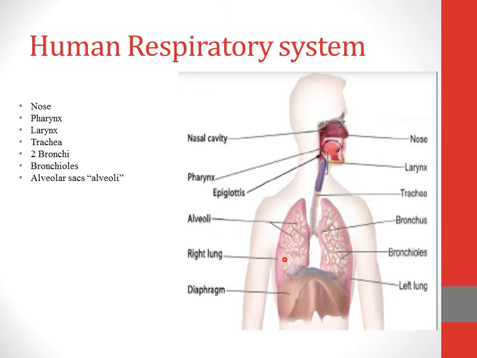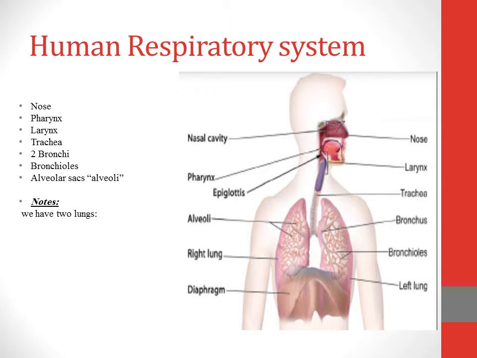So we have two lungs, the right and the left lung, and there is the diaphragm that separates the organs of the respiratory system from the abdominal organs. So again, the parts of the human respiratory system are the nose, the pharynx, the larynx, the trachea, the two bronchi, the bronchioles, and the air sacs known as alveolar sacs or alveoli.